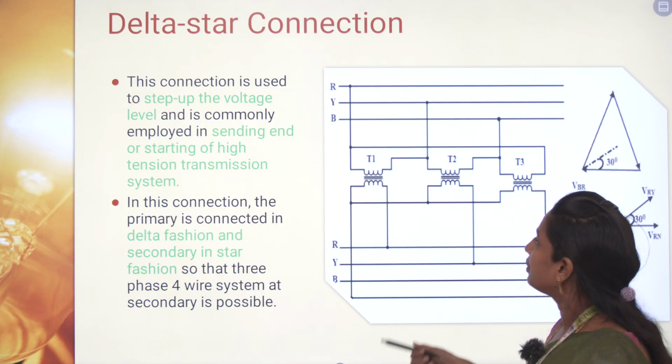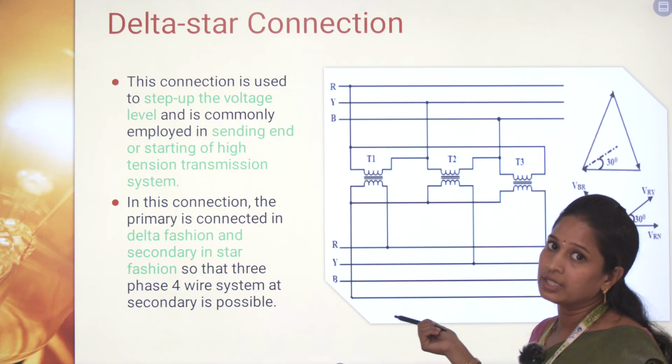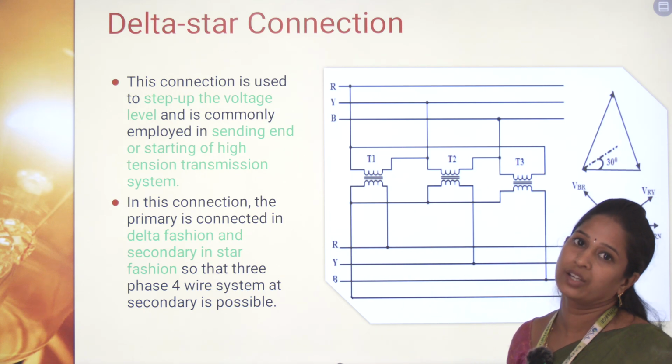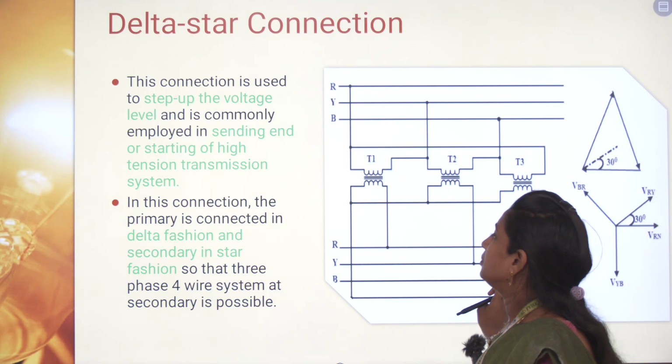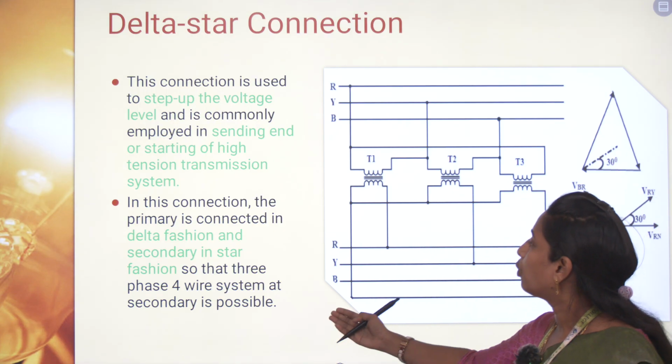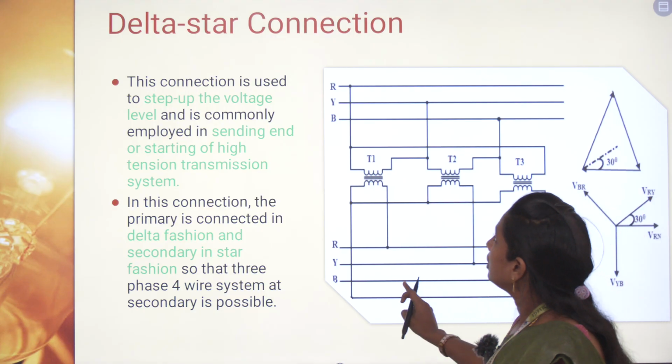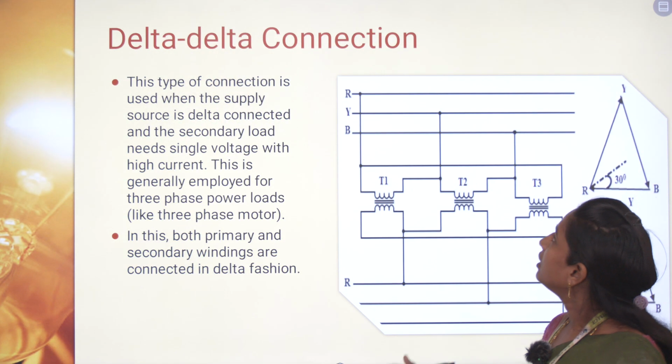So in this connection we can see the delta connection is connected as the primary winding and the star connection is connected as the secondary winding, so that a three-phase 4-wire system at the secondary winding is possible. So next one is delta to delta connection.